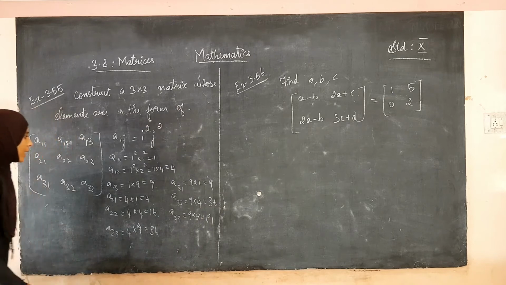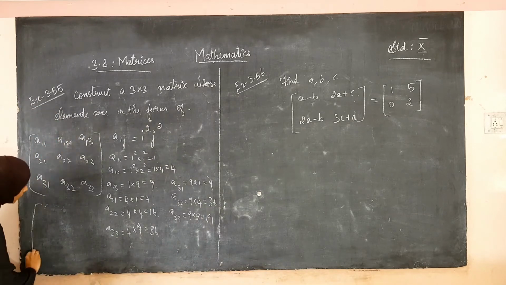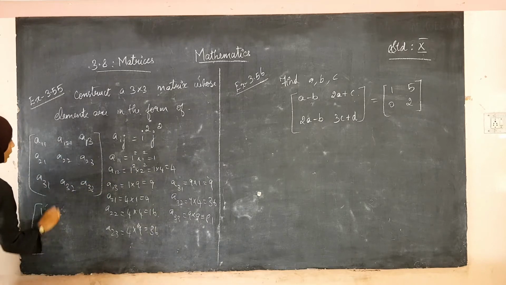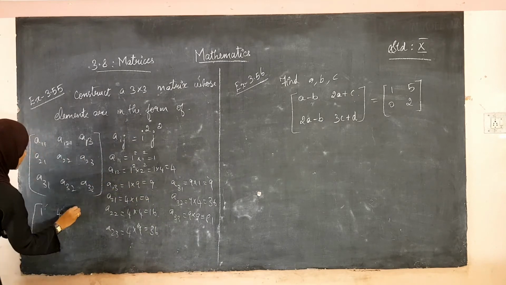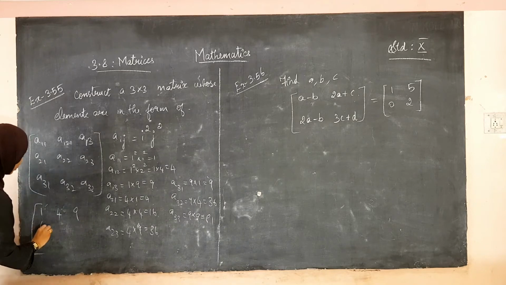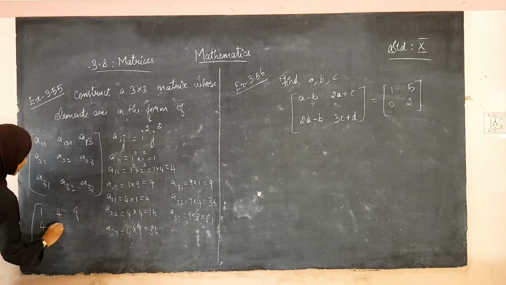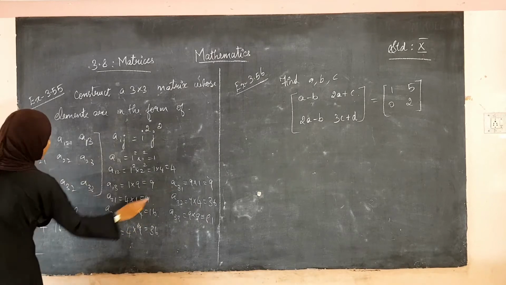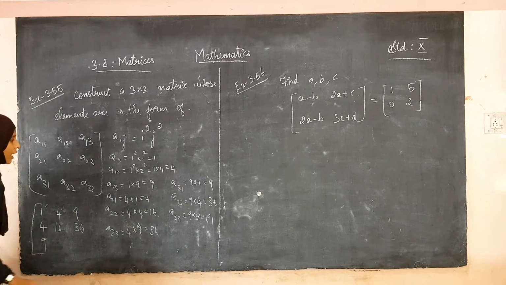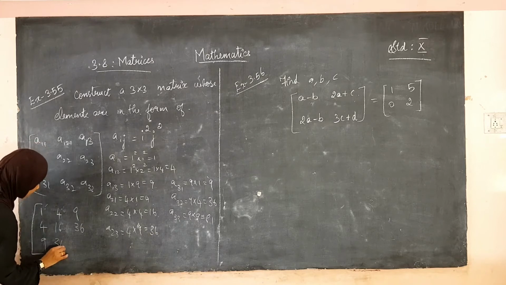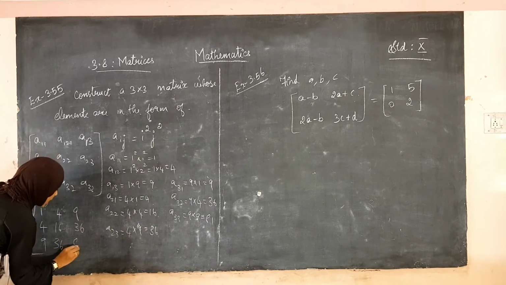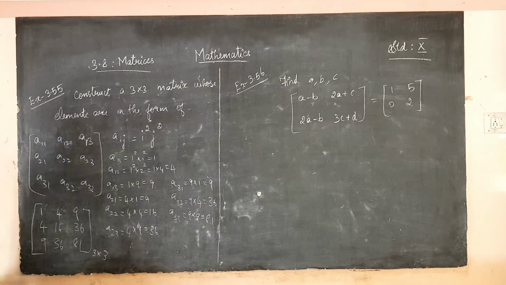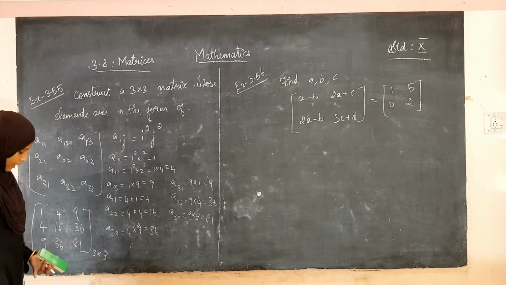Now shall we form the matrix? See here, what's the value of A11? 1. A12 is 4. A13 is 9. And again A21 is 4. A22 is 16. A23 is 36. A31 is 9 and A32 is 36 and A33 is 81. This is the 3 cross 3 matrix that we have to find. Okay. Now see the next example.